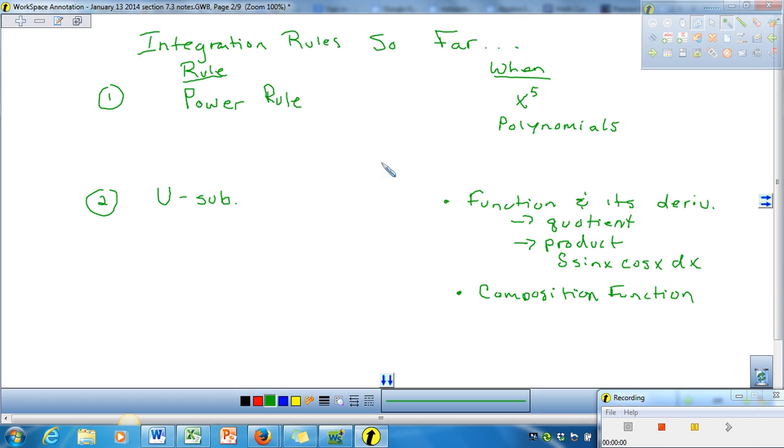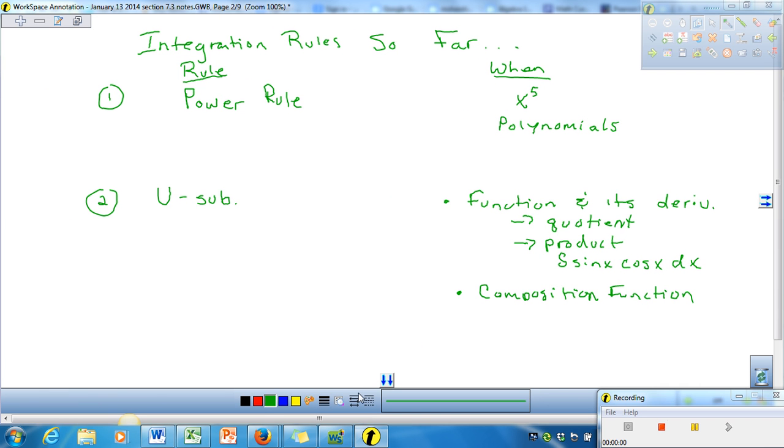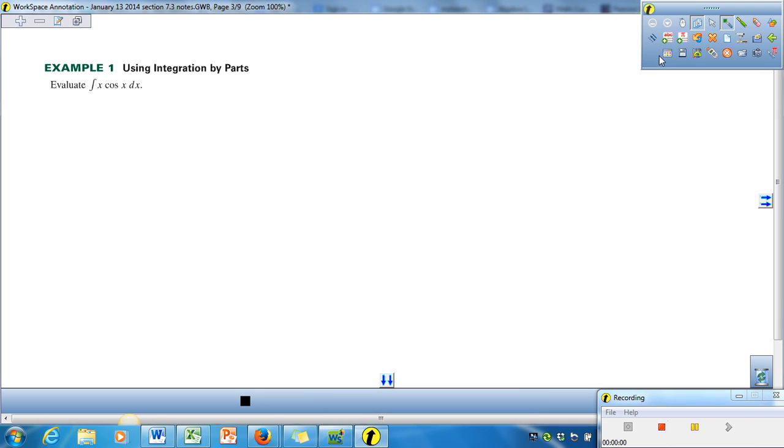So, today we are going to learn a method called integration by parts that is another method that's very useful when we have a product. Okay? So, first thing I want to do is actually show where our approach comes from, and then we will use it.